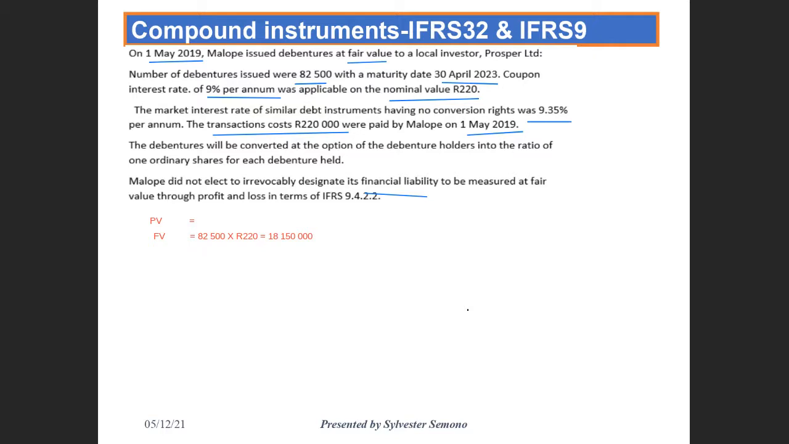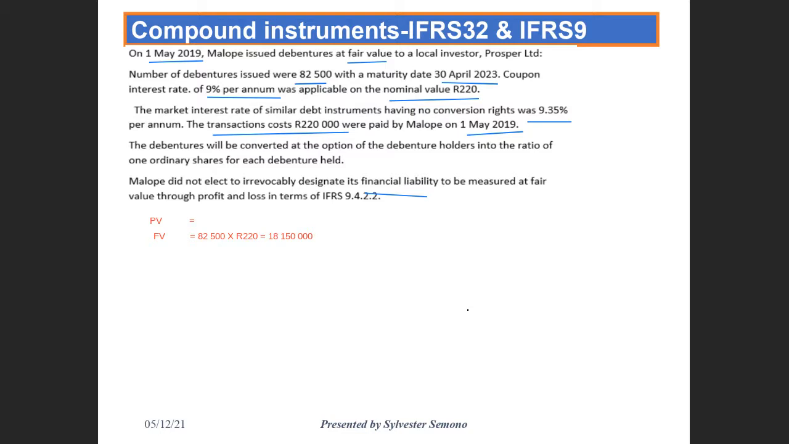Remember, what we need to know is to find the liability component. We need to discount this 18,150,000 so that we can know how much is the liability. And thereafter we can check. Let's check if we have got any coupon. Yes, can you see we've got the coupon interest of 9%. This will represent the payment, the annuity that we're going to have.